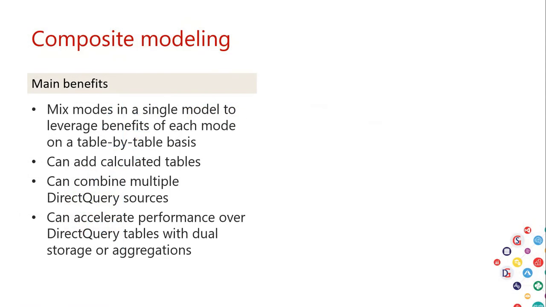A main benefit of composite modeling then is mixing of modes. In a single model, you can leverage the benefits of each mode on a table-by-table basis. You can enhance a direct query model with calculated tables, you can integrate and combine multiple direct query sources, and you can accelerate performance over direct query tables with dual storage or aggregations.